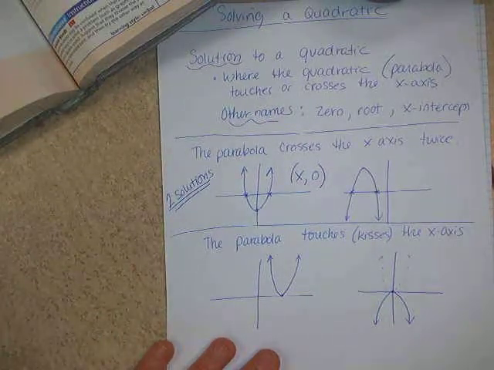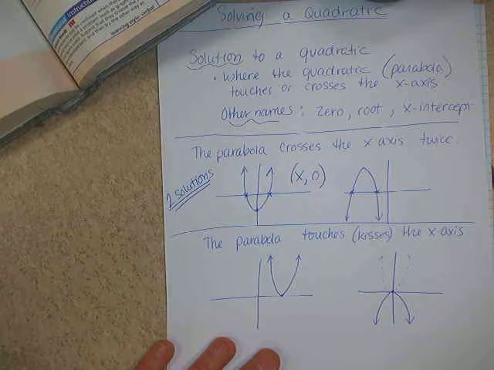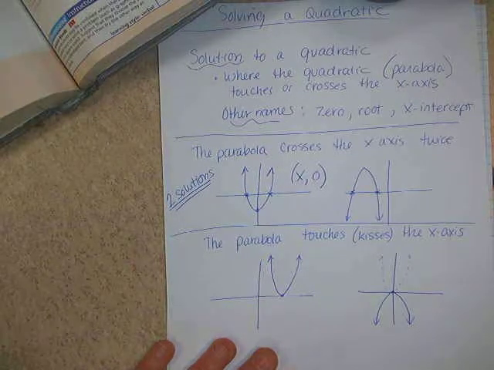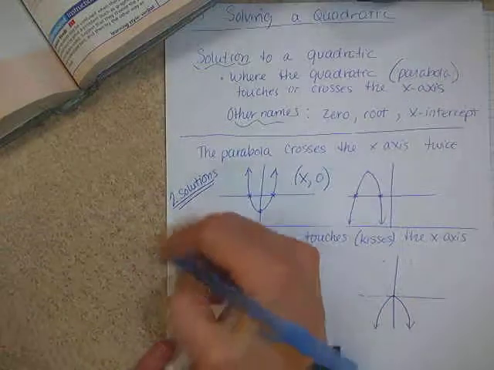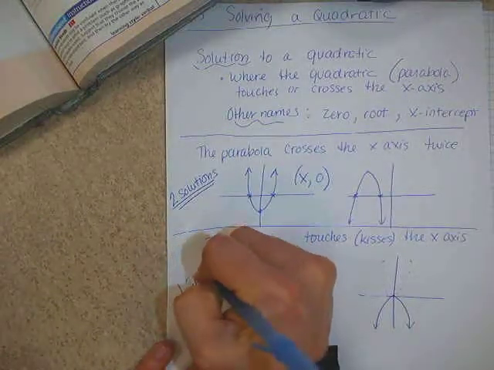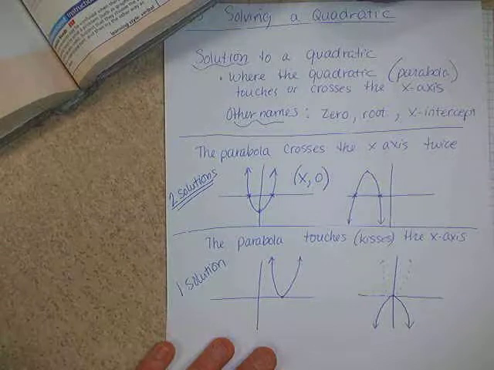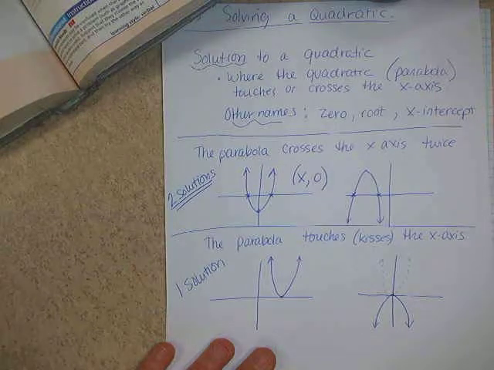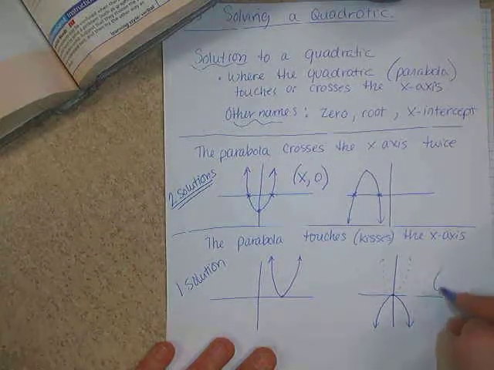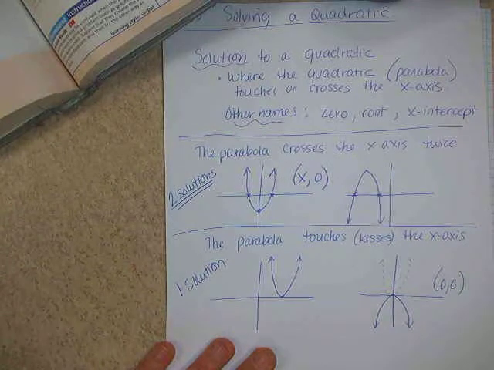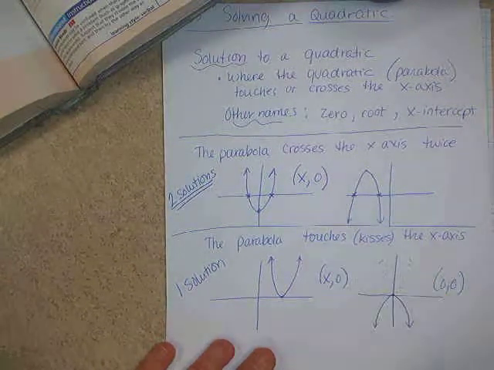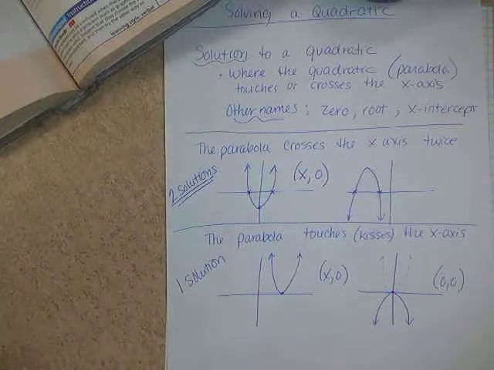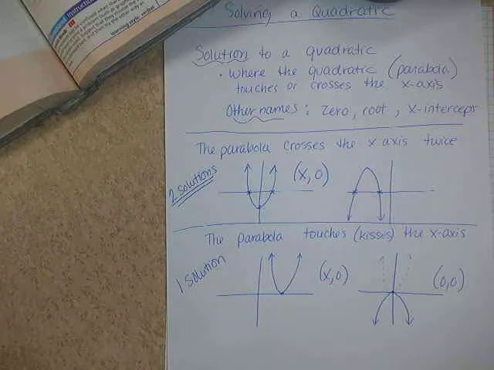Now this could open up as well. I don't want you to think that when it opens down it's on the y-axis, and when it opens up it's not. Okay, these could move right or left, any of them. Okay, but in this case there's only one solution. It could be 0, 0, or it could be x, 0.